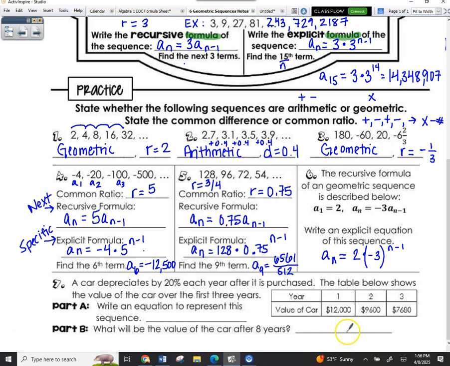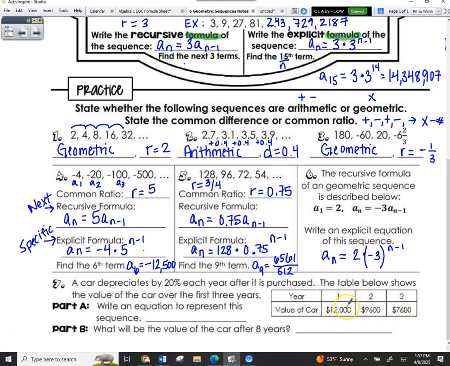The table shows the value of the car. You bought it for how much? $12,000. It's going down 20% each year. We already learned that this is what type of relationship? Linear or exponential? Exponential. And another clue is the fact that it's percentage. Okay. Write an equation to represent this sequence. Just look at these numbers. 12,000, 9,600, 7,680, I think.